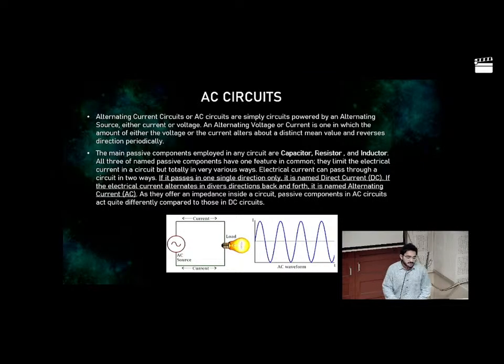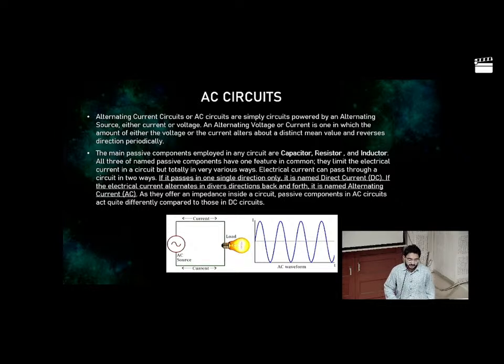Now we'll come to AC circuits. Everything nowadays is done by AC circuits. This is because alternating current has some distinct advantages over direct current. Alternating current or AC circuits are simple circuits that are powered by an alternating source. Like in India we have the 50 Hz frequency source, and in the US you have the 60 Hz source. The main passive components employed in any circuit are the capacitor, resistor and the inductor.